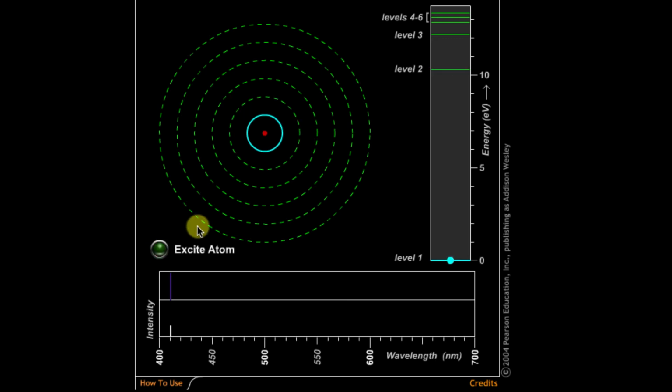So this is kind of fun to play with. The whole process is very random. We give the atom energy, and it kind of randomly goes down in energy and gives off light of various colors, various wavelengths. But again, there's only certain specific energies that it can be at, and therefore only certain specific colors that it can give off.